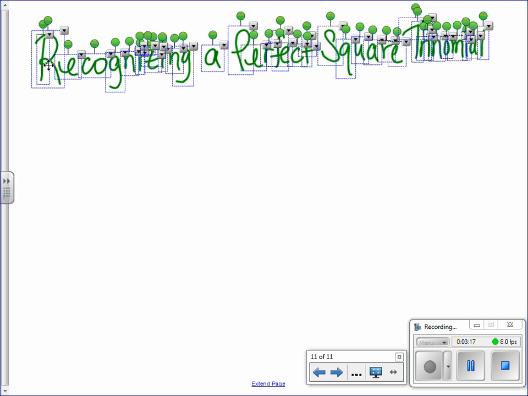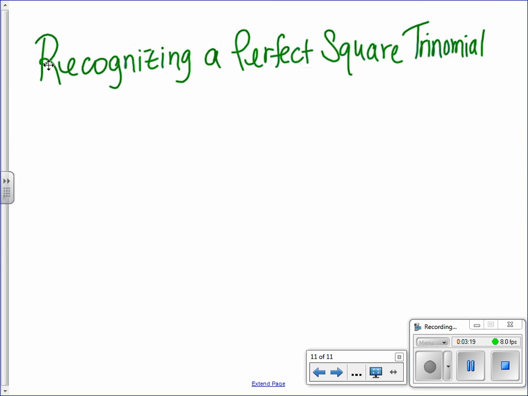Alright, recognizing a perfect square trinomial. First of all, how many terms will it have? 3, because it's a trinomial. You get it? It's a trinomial, so it's going to have 3 terms. The first term and the last term will be perfect squares. It's amazing how that works.